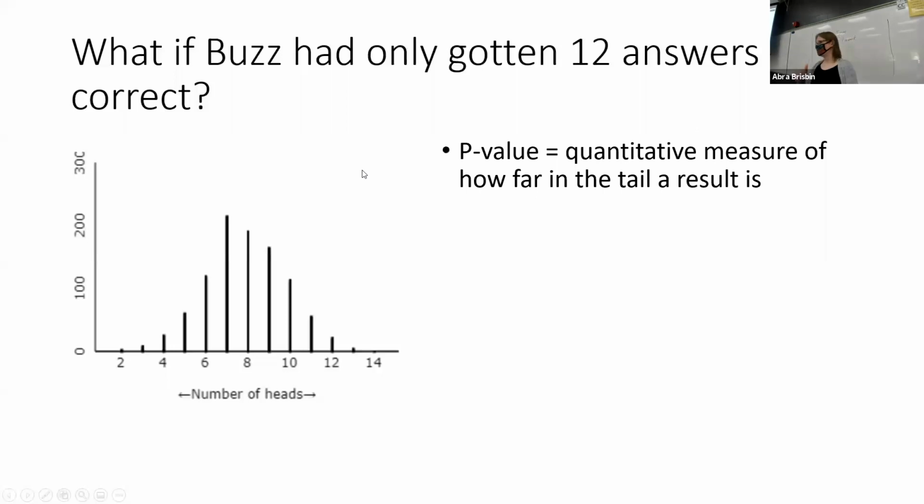we use the p-value. So informally, the p-value is a quantitative measure of how far in the tail of, this is called the null distribution, our result is. So our null distribution is the distribution of values of a statistic that we would expect under the null model or the chance model.